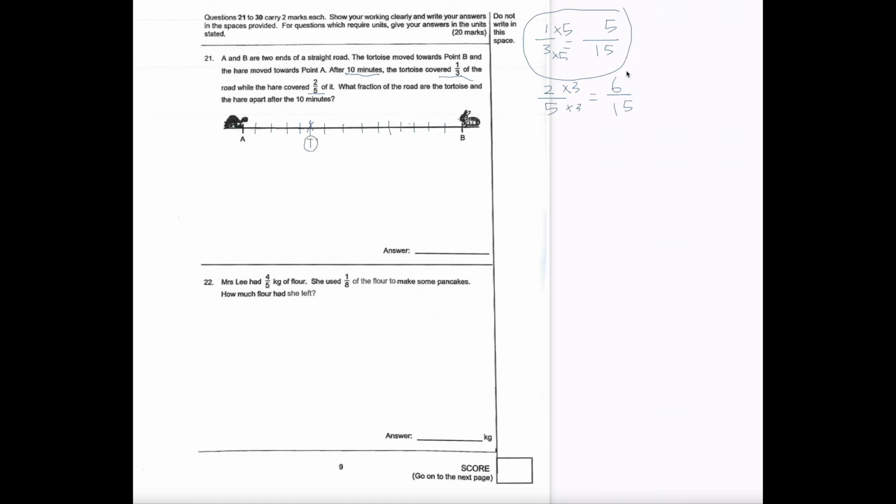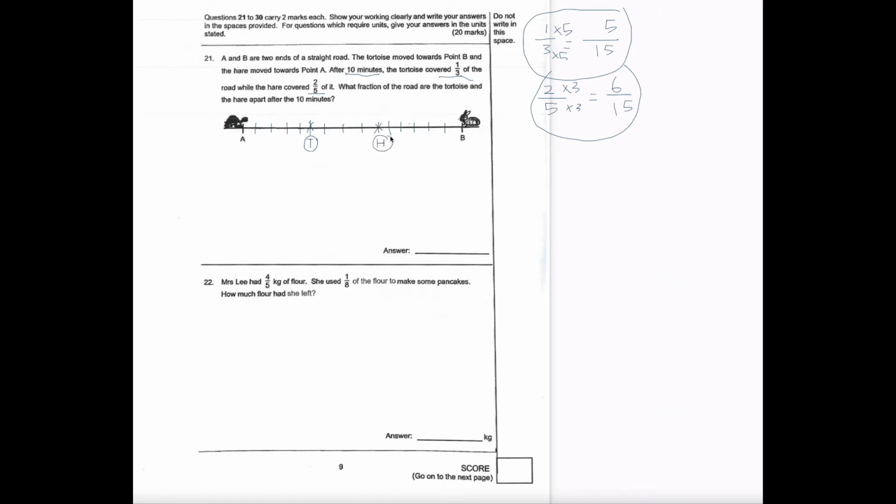And then where would the hare be? The hare will be at the 6th unit. But we can't count from here. We've got to count from here because that's where the hare starts from. So 1, 2, 3, 4, 5, 6. So the hare will be here. Okay, I'm going to put it as an H.